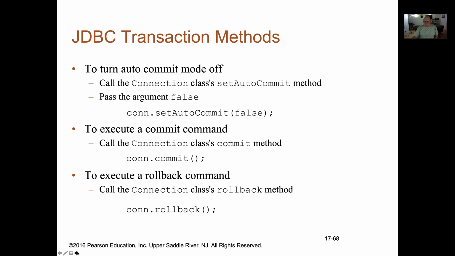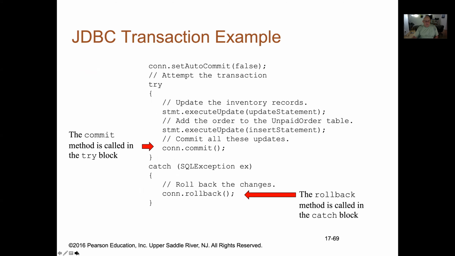To turn auto commit off, you call the connection class setAutoCommit method and pass the argument false. To execute a commit command, you call the connection class commit method. To execute a rollback command, you call the connection class rollback method. Con.commit, con.rollback. This is a JDBC transaction example.